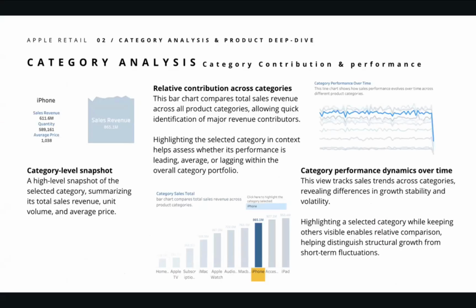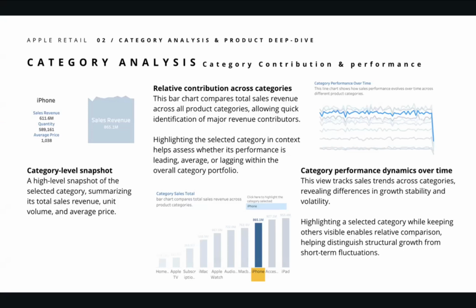On the left side, we see a category level snapshot summarizing total sales revenue, quantity, and average pricing for the selected category. The bar chart compares total sales revenue across all categories. This immediately reveals that Apple retail revenue is highly unevenly distributed.